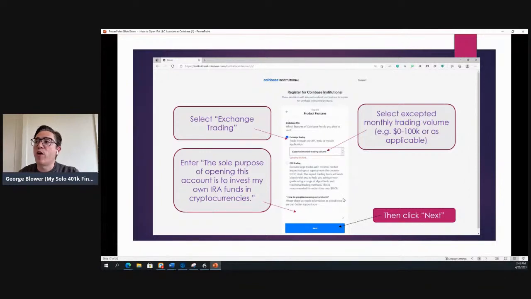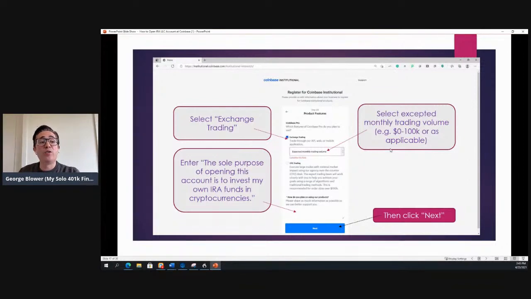Then you'll be asked to describe the product features that you want. So here you would select exchange trading, and then you would select for monthly trading volume. You want to select $0 to $100,000 unless you anticipate a higher volume, in which case you would choose the best answer for your situation.